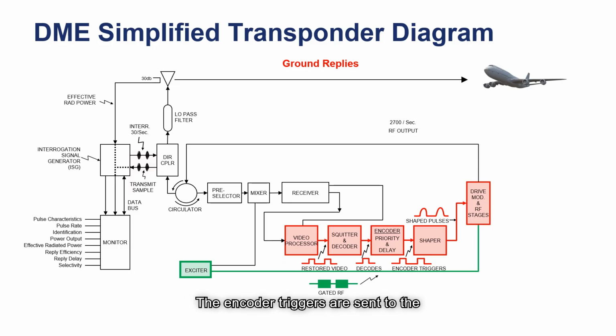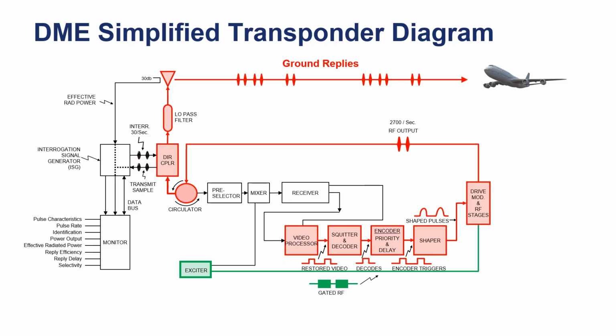The encoder triggers are sent to the pulse shaper to convert the triggers to Gaussian shaped pulses, and the Gaussian shaped pulses are then sent to the modulator. And lastly, the pulses modulate gated continuous wave RF from the exciter. The gated continuous wave RF is at the transmitter frequency. We now have a fully modulated pulse pair that will be routed to the circulator, where the reply pulse pair is routed then to the directional coupler and the antenna.